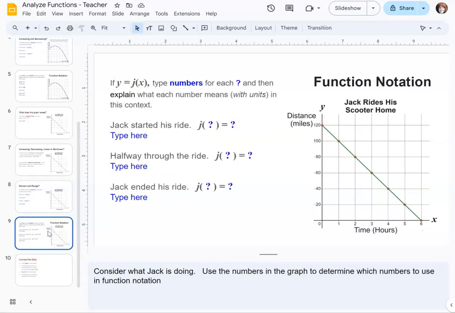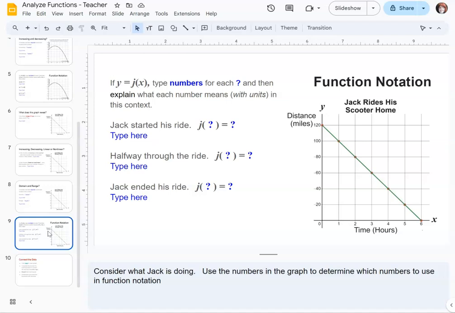And then the last one is again function notation. Now this time I gave them no numbers. I'm just giving them a description, and then they're going to pick out of the graph the numbers that make sense for that description. So the first statement was about starting his ride, and the point (0, 120) is the point at the start of the ride. So he would use those numbers in function notation. Halfway through the ride would be halfway through this segment, which would be right at 3 on the x-axis, and I believe, let's see, that's 60 on the y-axis.